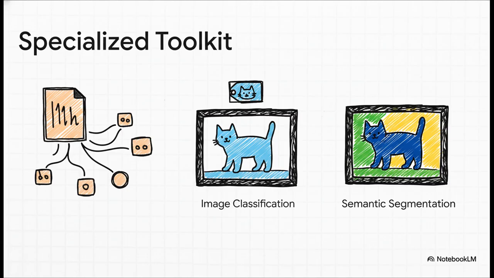For images, you start with image classification. This looks at a whole photo and gives it one tag, like dog or sunset. Simple, right? But what if you need more detail? That's where semantic segmentation comes in. This is amazing. It doesn't just label the whole image, it labels every single pixel. So it doesn't just see a street scene. It sees pixel by pixel. This is a car, this is the road, that's a tree, and that's the sky.